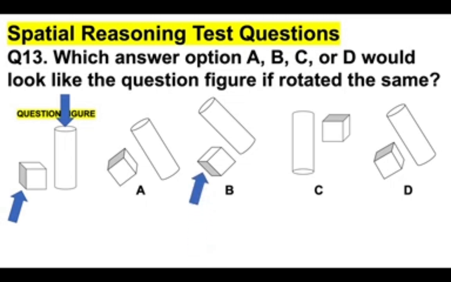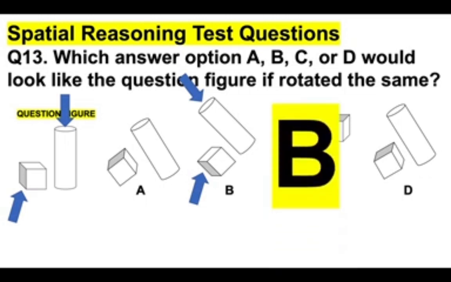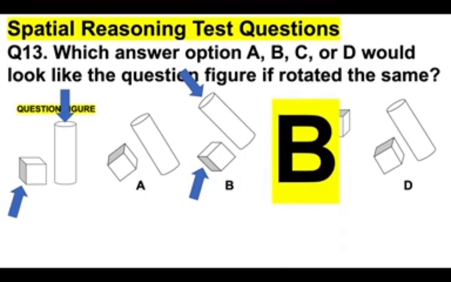one is correct. And the only one that is relevant to the question figure is B, because you can see that the shaded parts are exactly the same, and that's the only one that is correct out of all of those 4 options, A, B, C or D. So you would choose B as your answer.